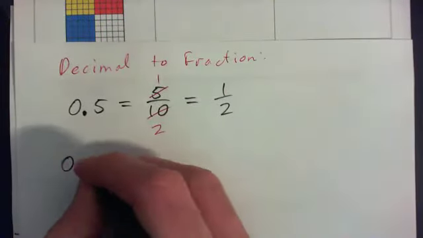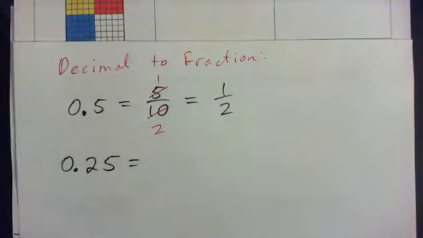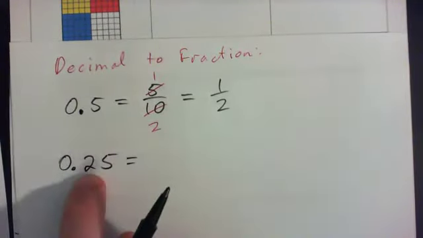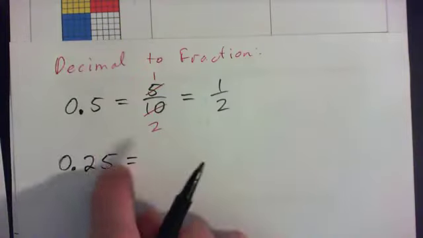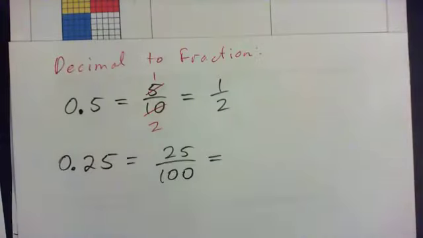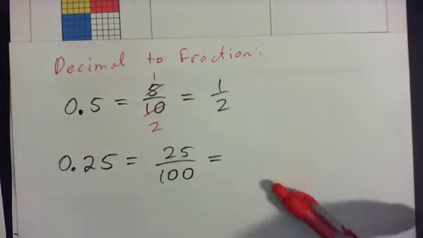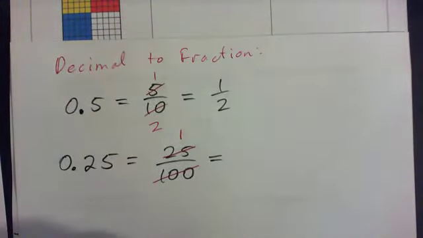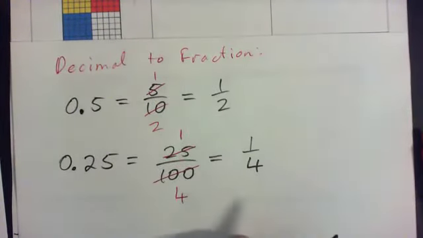How about 0.25? We know it's a quarter, but how can we convert it directly from 0.25? That is 2/10 and 5/100ths, or 25 hundredths. Did you know that? Can you put that in lowest terms? 25 into 25 goes once. 25 into 100 goes 4 times, and that's how we get 1/4. Okay, so that makes sense, right? They're the ones we understand.